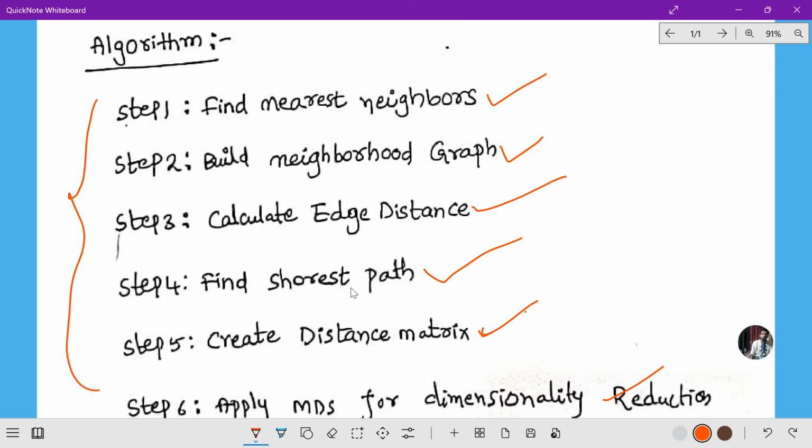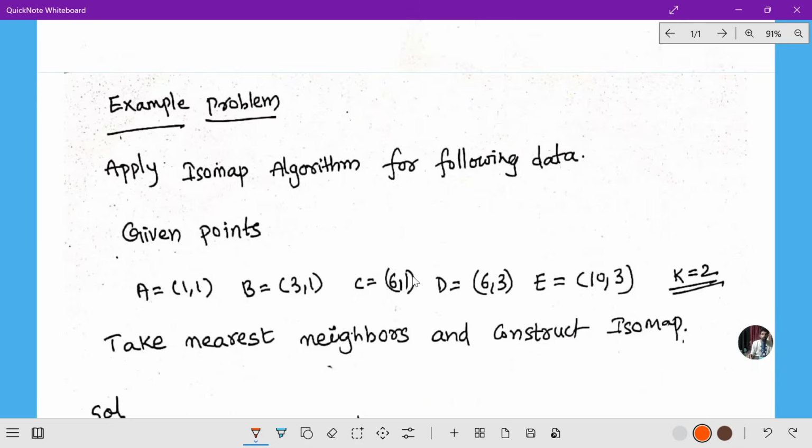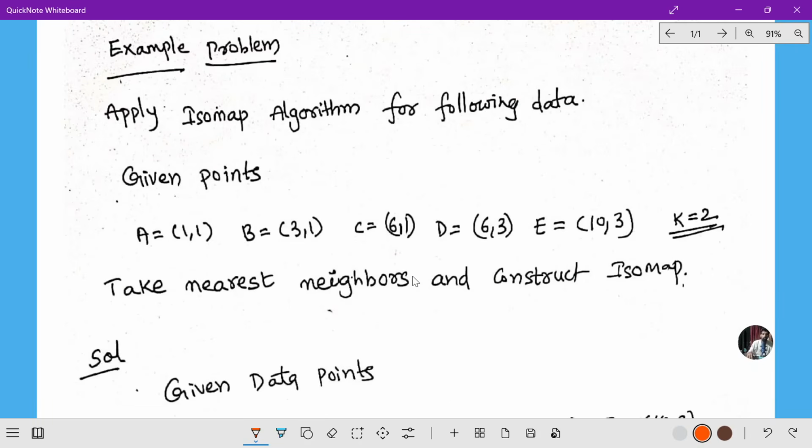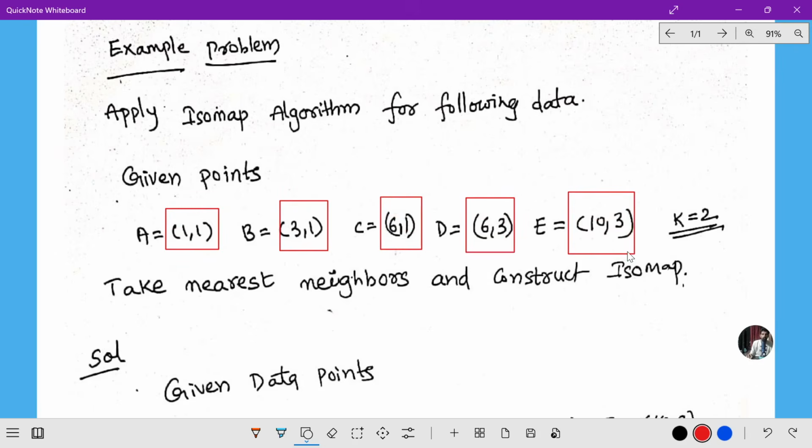In order to better understand, we'll go with a problem. You observe the example problem on the screen: apply the Isomap algorithm for the following data. Some data points have been given: A is (1, 1), B is (3, 1), C is (6, 1), D is (6, 3), E is (10, 3). What is the value of k? K is the nearest neighbor value, which is 2. So take the nearest neighbors and construct Isomap.